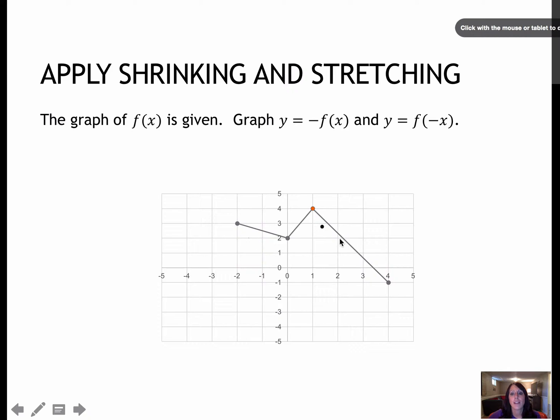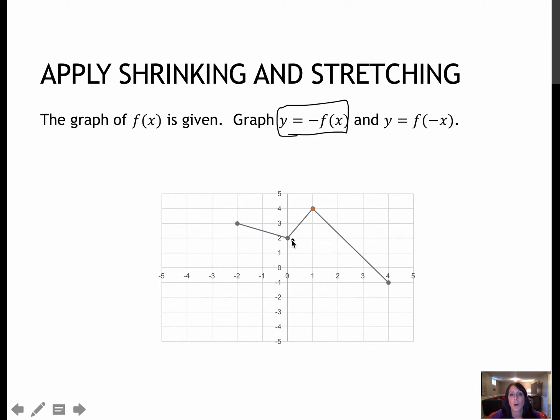The graph of f of x is right here. So it's this weird graph. I want to graph y equals negative f of x, which means I'm replacing y with negative y. So let's do that one first. We'll do that one in black.